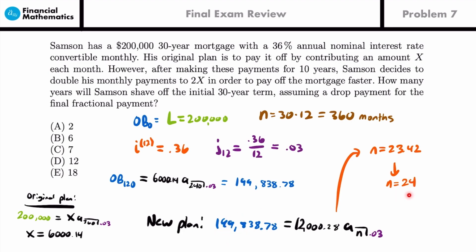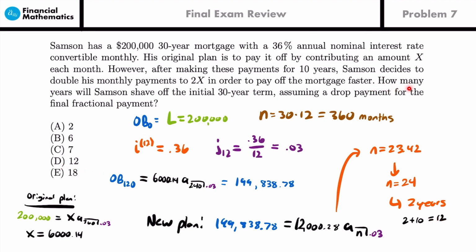Now, 24 months is the same as 2 years, right? So that turns out to be 2 years, but that's not the final answer. Don't box in 2. That's how long it's going to take him to pay off the loan after 10 years have already passed, right? So after 10 years, he switched to payments of 2X, and then after that, it only took 2 more years to pay off the loan. So really, it's going to take a total of 2 plus 10 years to pay off the loan, which is 12.